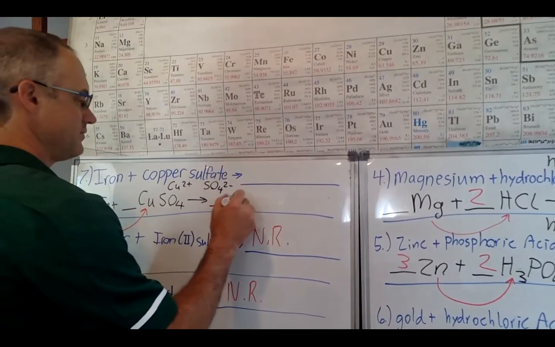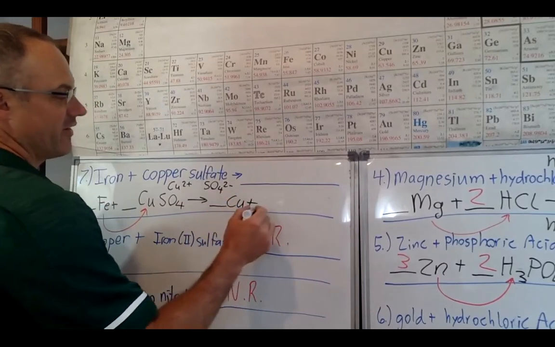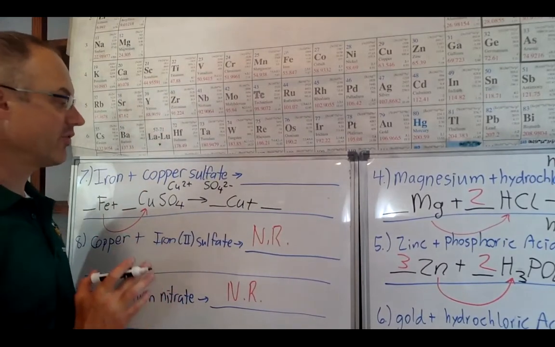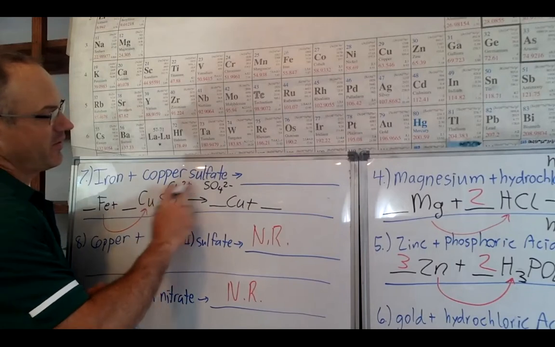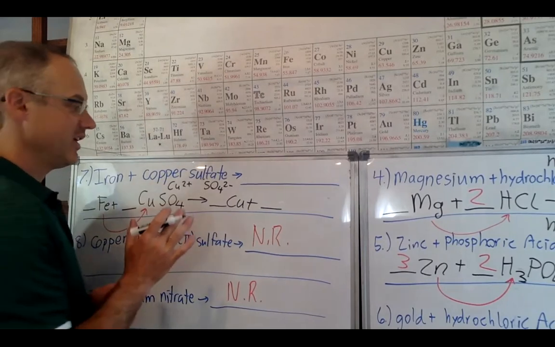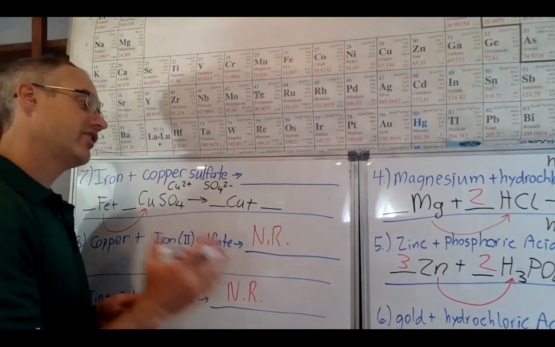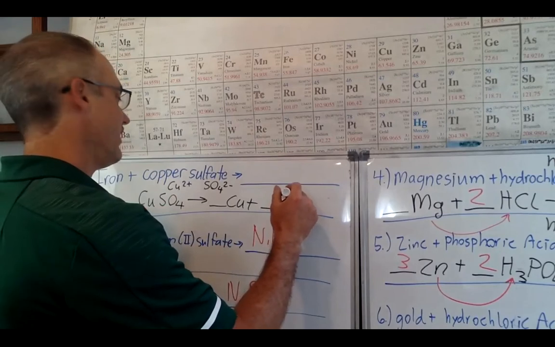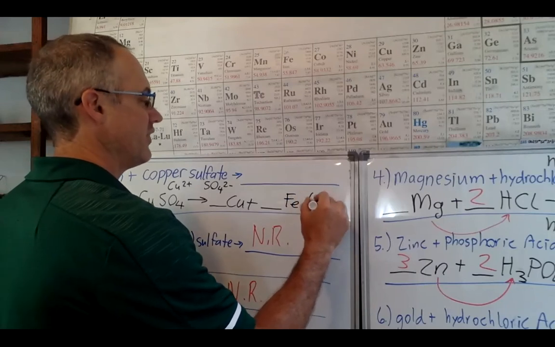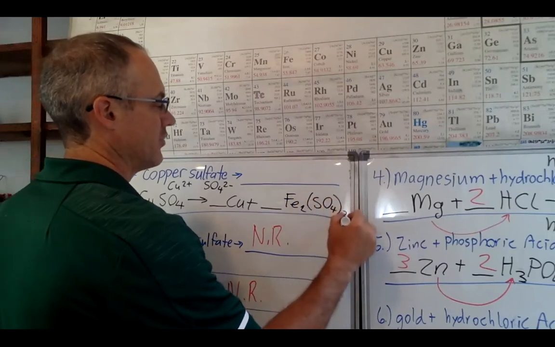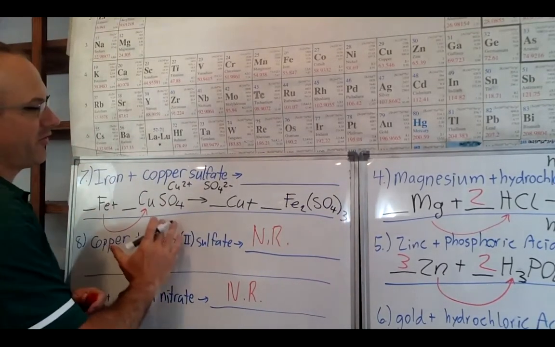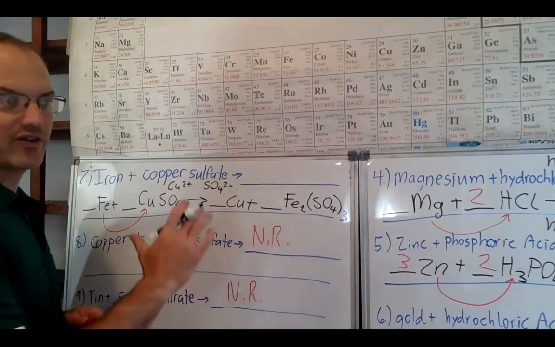Let's write that down. But the iron's going to take its place. The iron is a 3 plus, where the copper was only a 2 plus. So now the charges aren't going to be balanced anymore. It was a 2 plus 2 negative. Now it's going to be a 3 plus 2 negative. So we've got to get 6 happening on that formula. So it's going to be Fe2(SO4)3 as the product. So it goes iron, copper sulfate to copper, iron sulfate is what's happening.